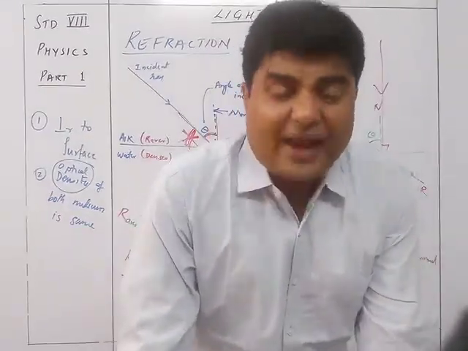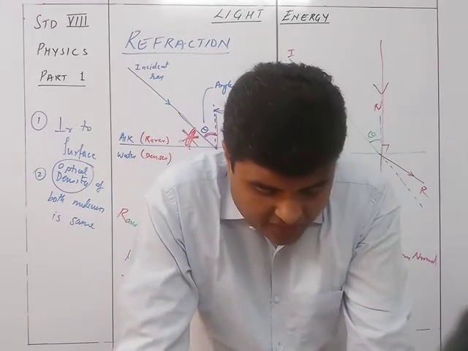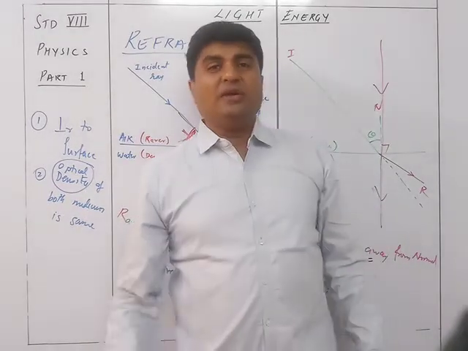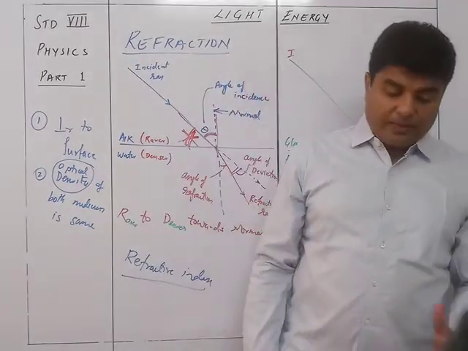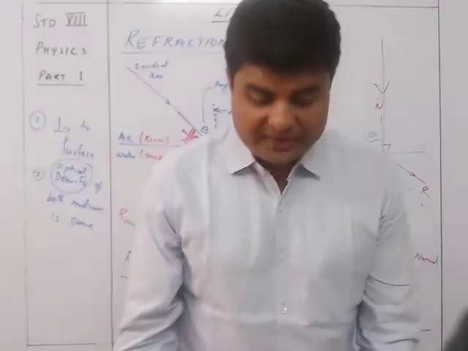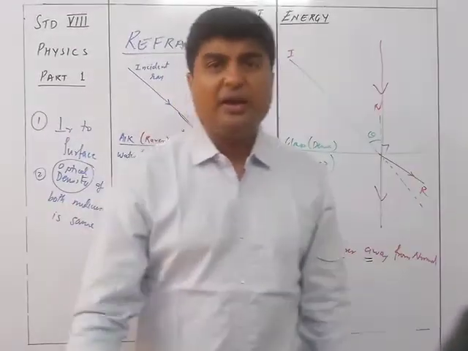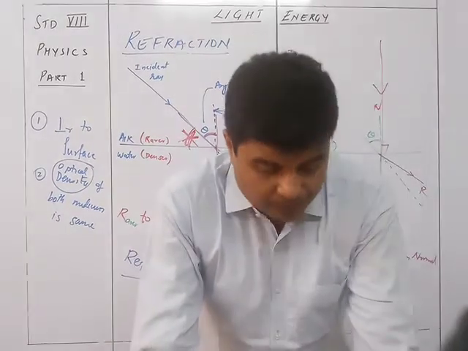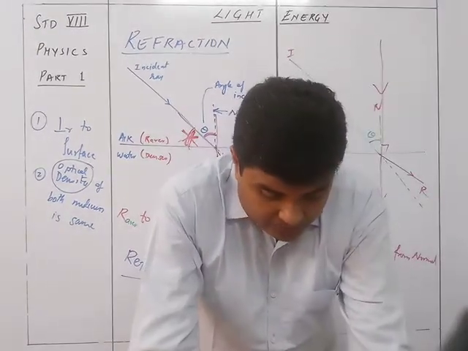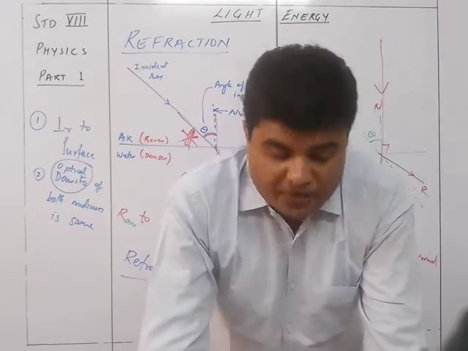And the angle of refraction is the angle between the refracted ray and the normal. These are the five very important definitions which you need to learn by heart, because they will ask you the definition of incident ray, normal, refracted ray, angle of incidence, angle of refraction. So those are direct questions. This is what they have explained over here in figure 5.4.